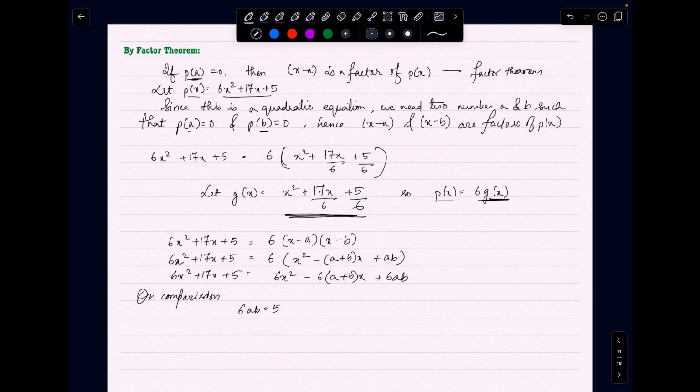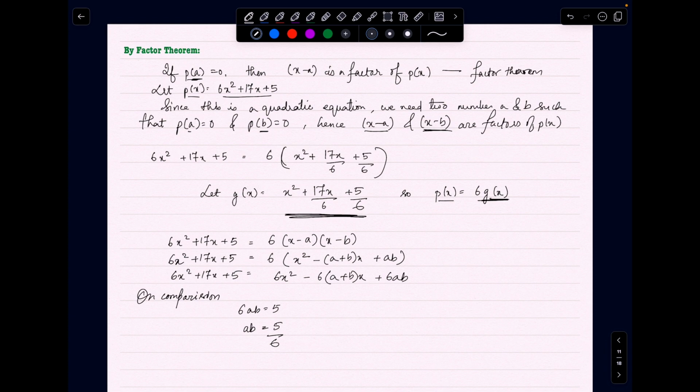See, 6ab, we need the value of a and b. If I get the value of a and b, we can get the factors, that is x minus a and x minus b. So we need the value of a and b. So here I am getting a into b equals what? 5 by 6. A into b is 5 by 6 we are getting. So I want to find a and b.